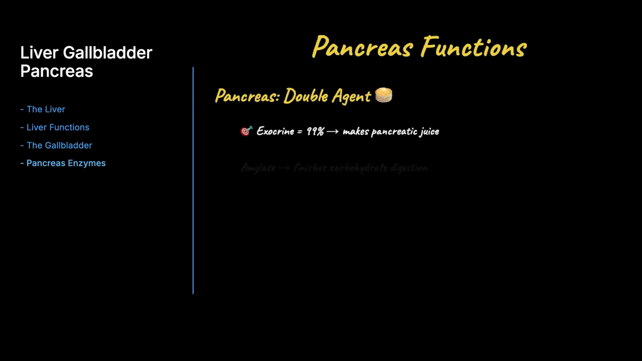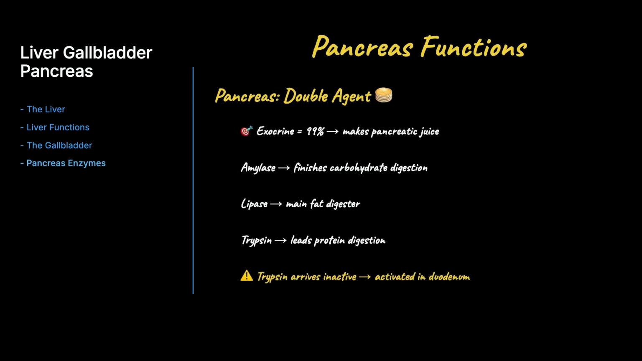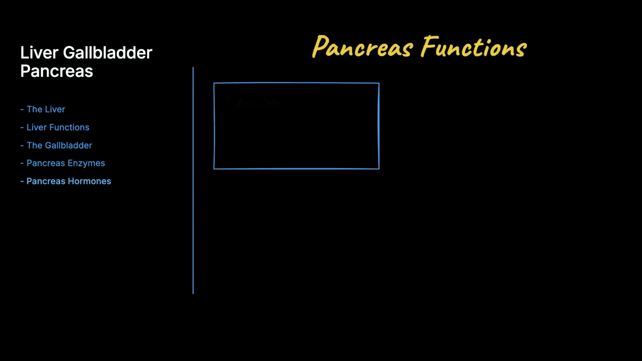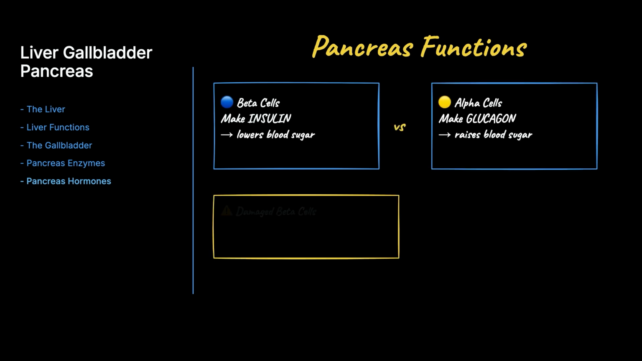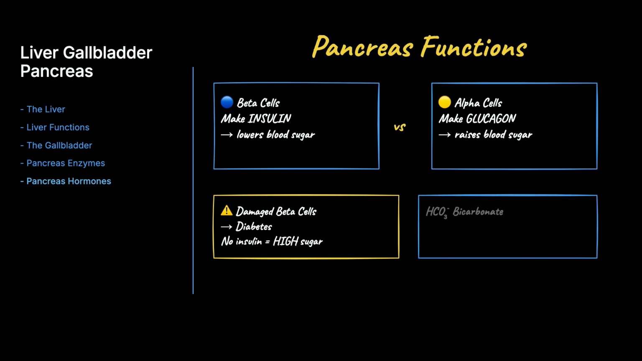The pancreas sits behind the stomach and is a double agent. Its exocrine part, about 99%, makes pancreatic juice full of enzymes. Pancreatic amylase finishes carbohydrates. Pancreatic lipase is the main fat digester, and trypsin leads protein digestion. Trypsin arrives inactive, switched on in the duodenum, then activates other proteases. Pancreatic juice also carries bicarbonate, a base that neutralizes stomach acid, so intestinal enzymes work in a near-neutral environment.